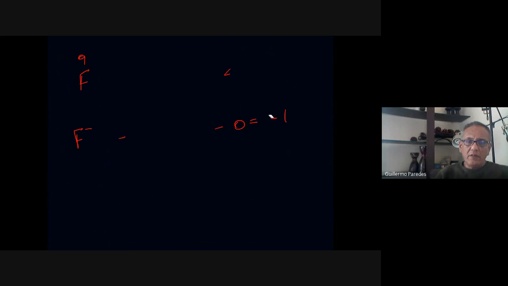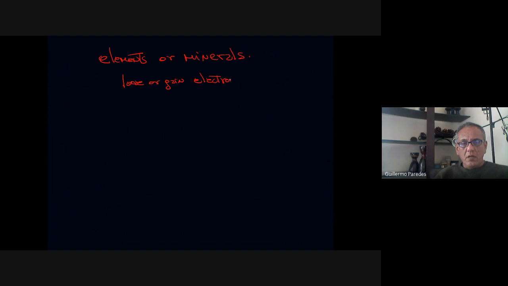Okay, so now, just to complete this part, the elements or minerals on the periodic table can lose or gain electrons. You already know from before that they obtain a charge. This amount of electrons lost or gained is called the valency. What is valency? Valency means the amount of electrons that can be gained or lost. Okay? Are we okay with that?